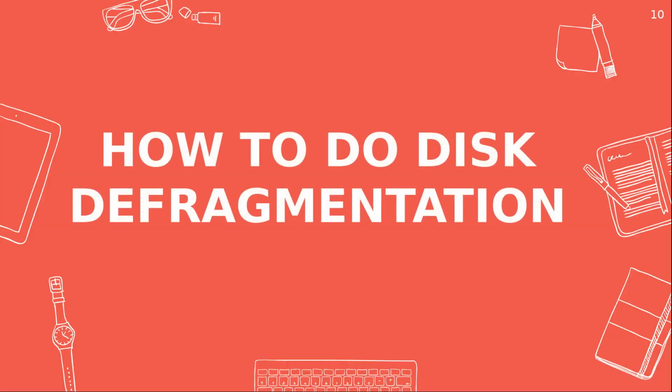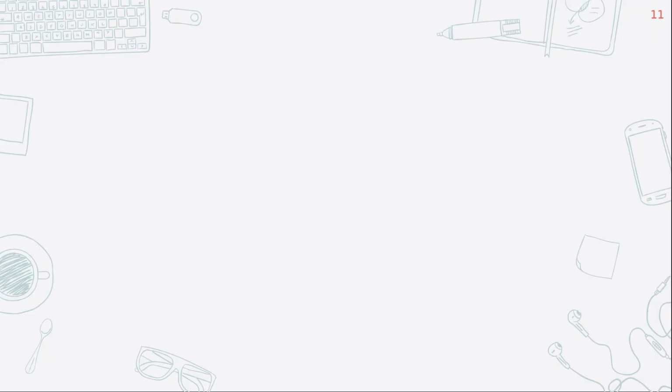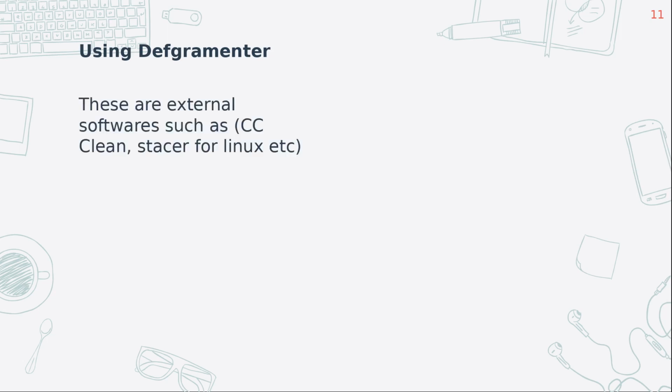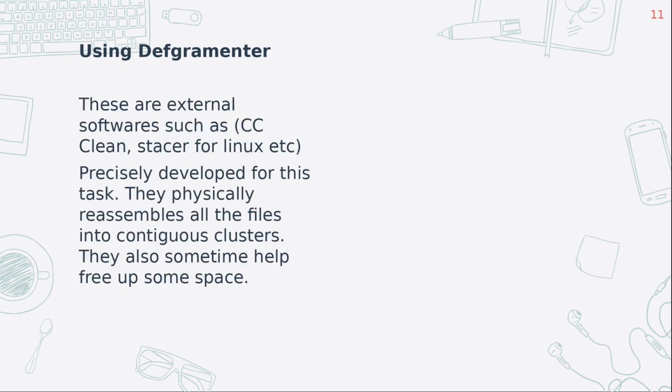So at last I would like to discuss various techniques on how you can do disk defragmentation. Let's talk about some popular software available on different operating systems, called defragmenters, which are developed precisely for this task only. What they do is go into the operating system disk and physically reassemble all the files again into contiguous clusters. In some cases, some software will also help you free up unwanted space, which will provide you with more free contiguous locations.